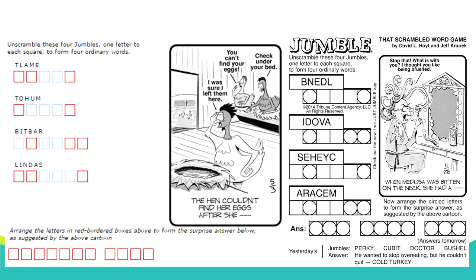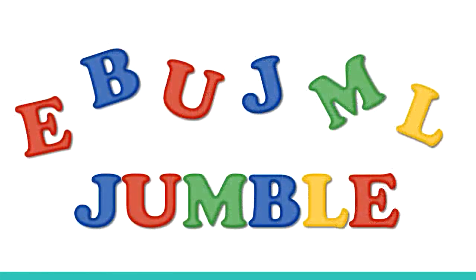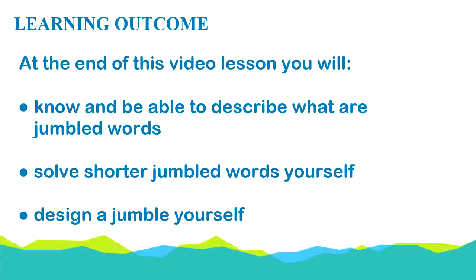Yes. These words are not in order. They are all jumbled up. And that is our lesson for today. We will learn about jumbled words. Let us see what we are going to discuss under this topic. At the end of this lesson, you will know and be able to describe what jumbled words are. You will be able to solve shorter jumbled words yourself. And you will also be able to design a jumble yourself.